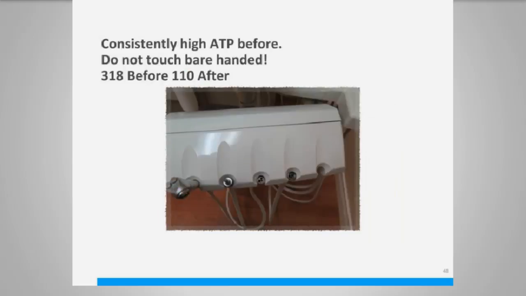And then consistently high ATP before, do not touch this barehanded. It happens to be those holders for the unit itself. So those holders before 318 and after 110. So there's some people that aren't cleaning this properly. We're not getting anywhere close to that 10 that we want to get to. This is a place where you may want to be using barrier protection.